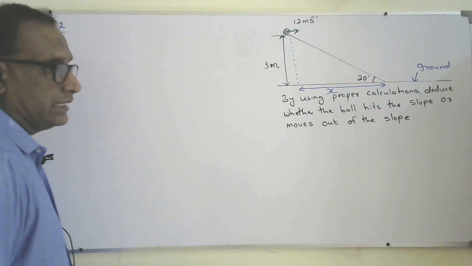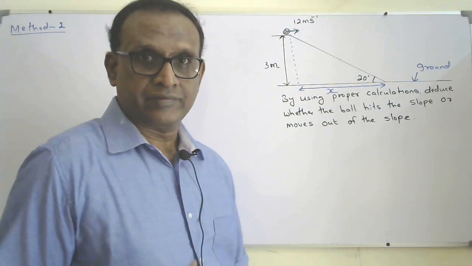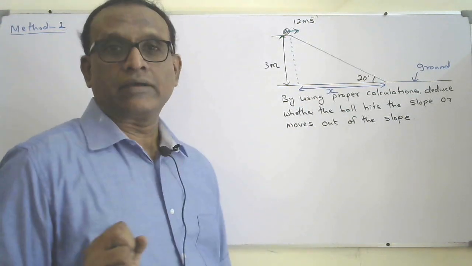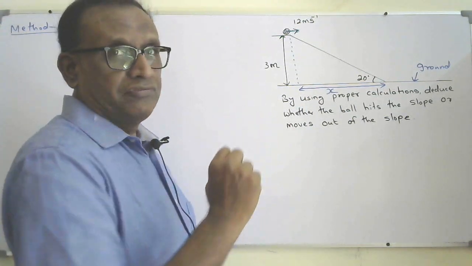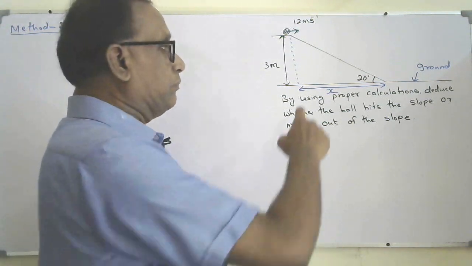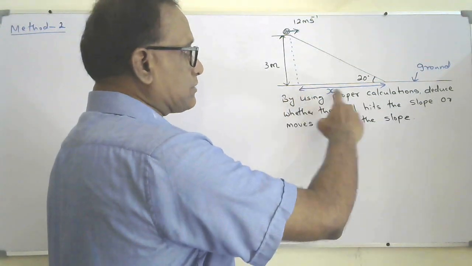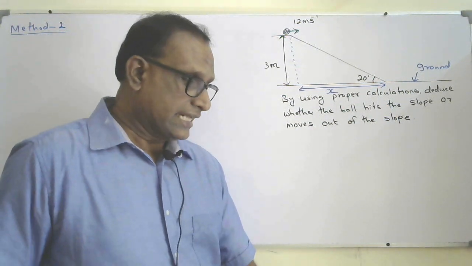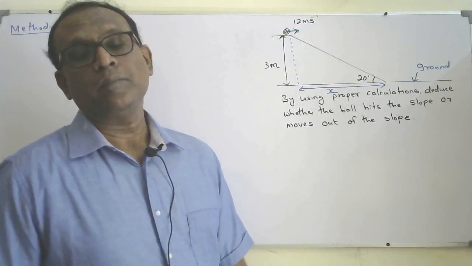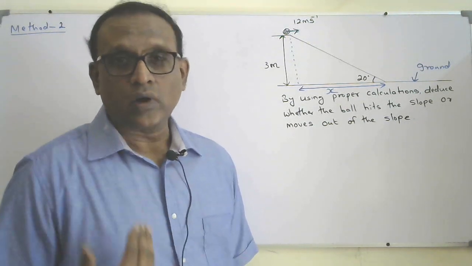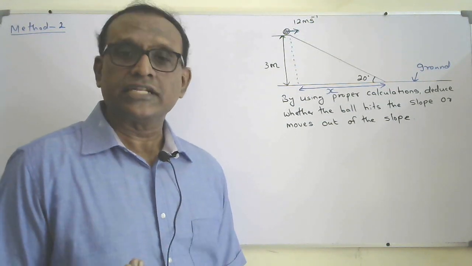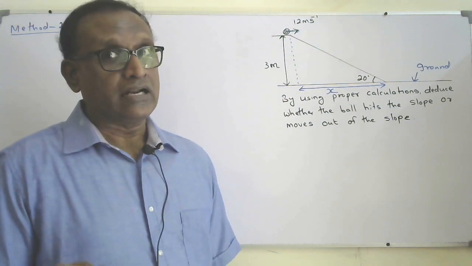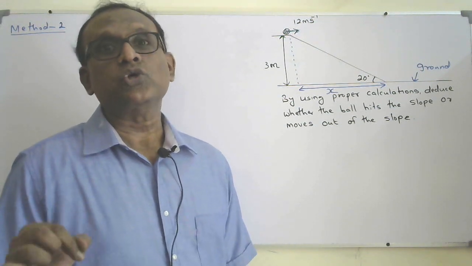Okay, the second method, I will find the x. Already I found it in my previous first method. Right, I'll find the x first. Then what I'm going to do, I will find the time taken to complete the horizontal displacement which is equal to x. The x will be equal to 8.24 meters. So I will find the time taken to complete a horizontal displacement of 8.24 meters, right?